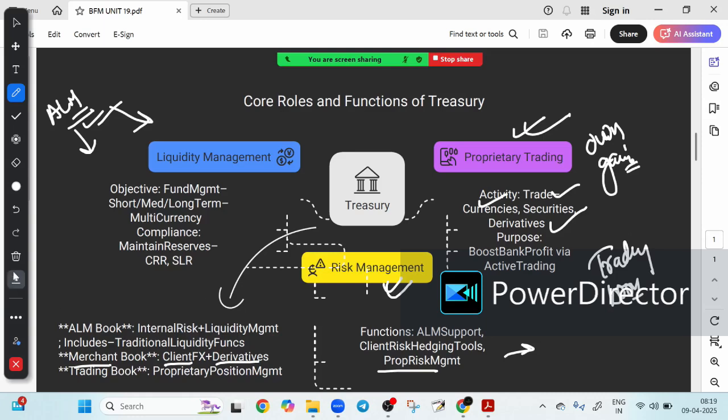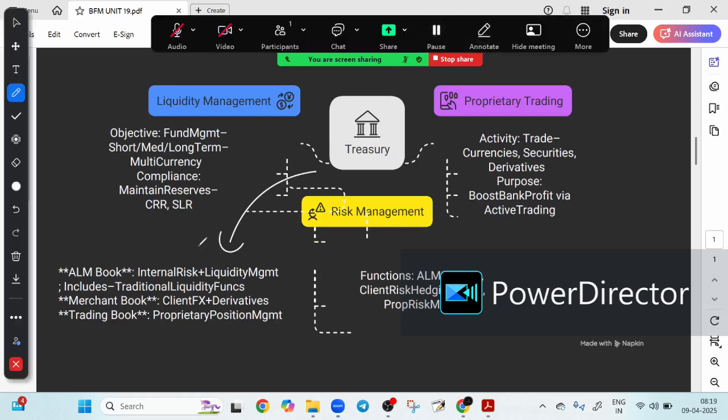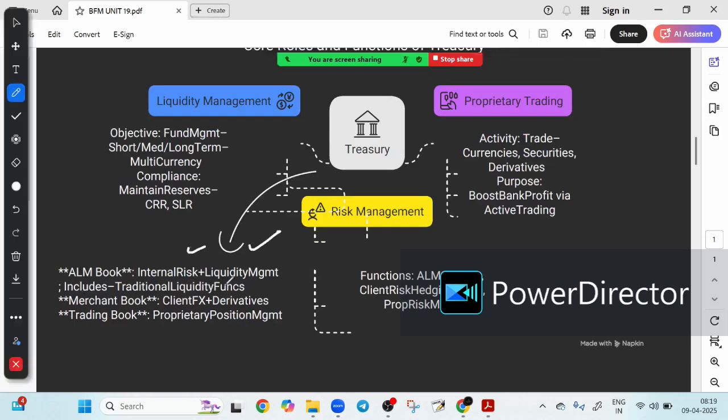So here you can see at the bottom, I have just summarized that the ALM book includes internal risk plus liquidity management. It includes the traditional liquidity function. ALM book, remember it. Then the merchant book includes derivative and client foreign exchange risk. And the trading book includes proprietary positions. So remember, if a question is asked in which book liquidity management is taken care of, you must remember the ALM book. Proprietary trading is taken care of in the trading book. And what about risk management? This is part of the merchant book. So this thing must be clear to you.